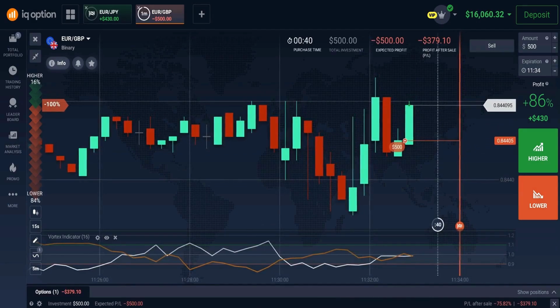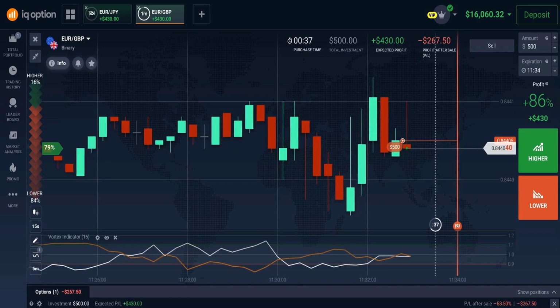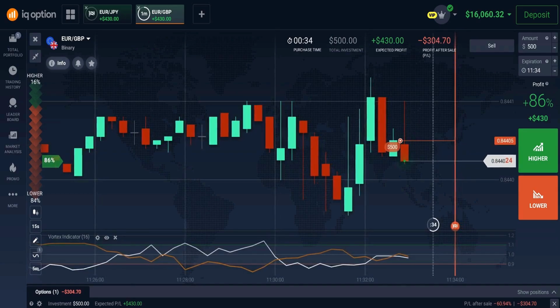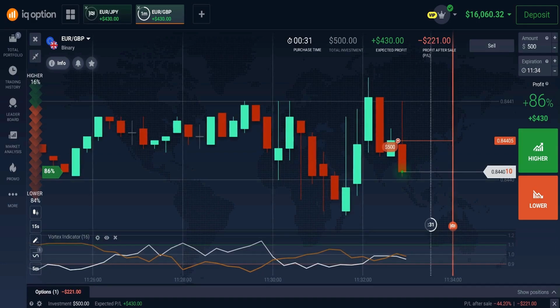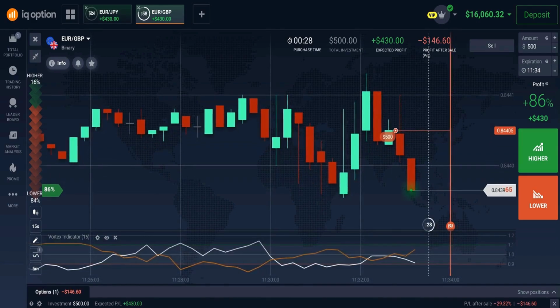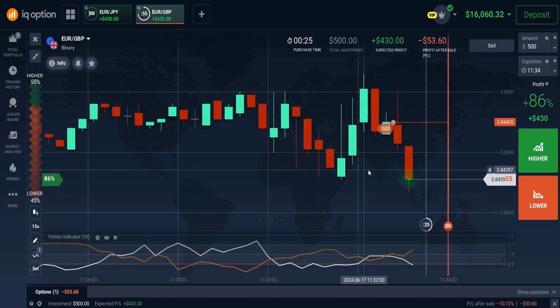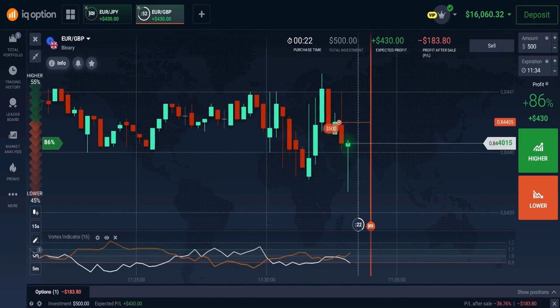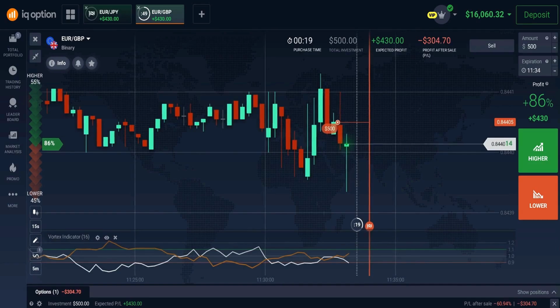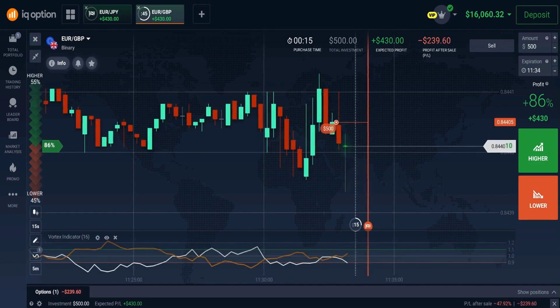According to our strategy rules, this setup is perfect for a sell trade. Why? Because the red line of the Vortex Indicator just crossed above the white line and is moving upward. That's our clear signal to enter a sell. So I'm placing the trade right now with a 1-minute expiry. Let's stay with it and see how it plays out.